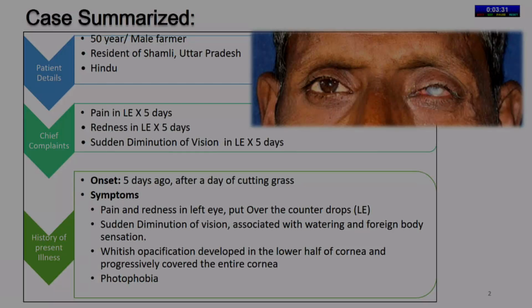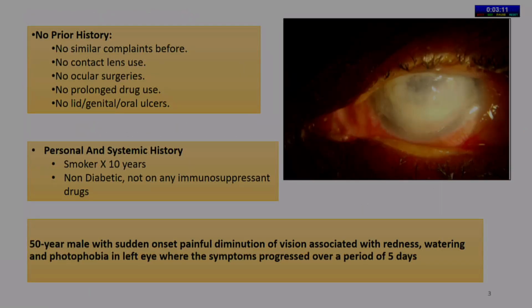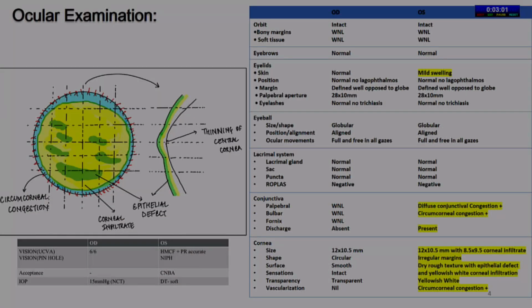The pain and redness in the left eye were progressive and were not relieved by the over-the-counter drops that the patient took. He also gives a history of visible whiteness of the cornea, which progressed over time, covering the entire cornea within 5 days, and which made the patient intolerant to light. He gave a negative history for any possible predisposing factors, and systemically is not immunocompromised. The vision was hand movement close to face with accurate PR.